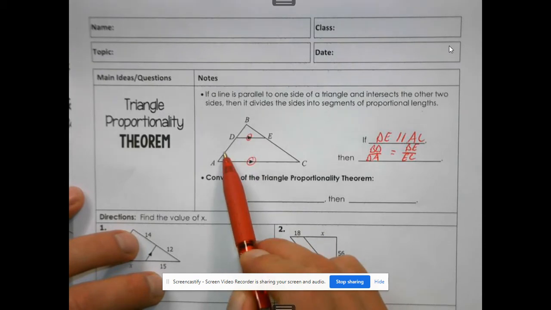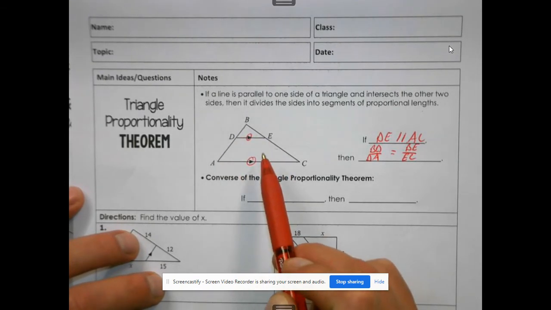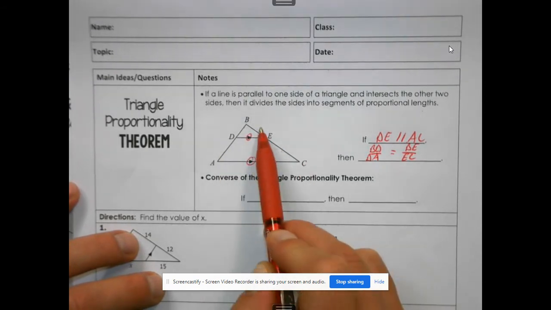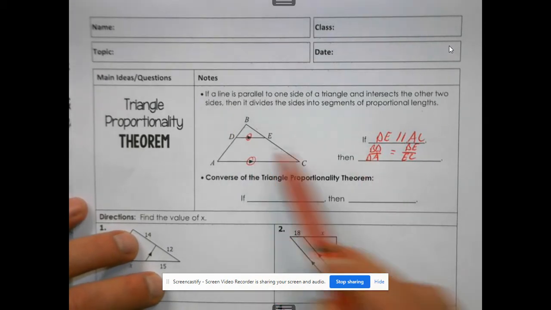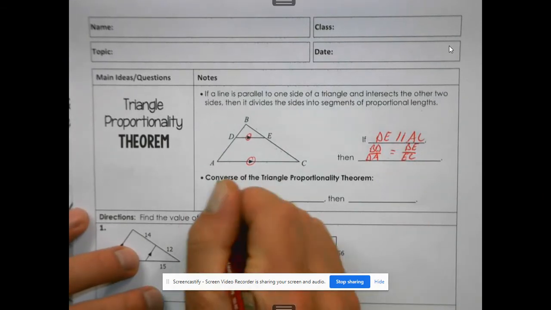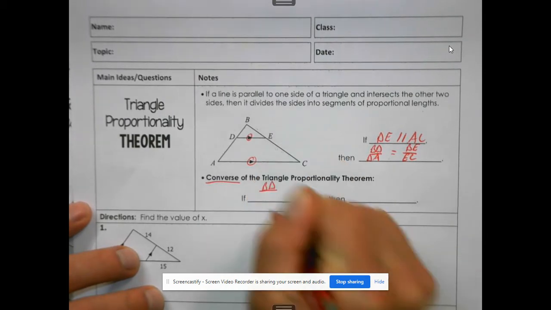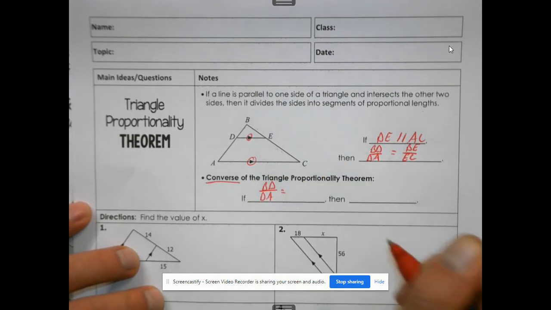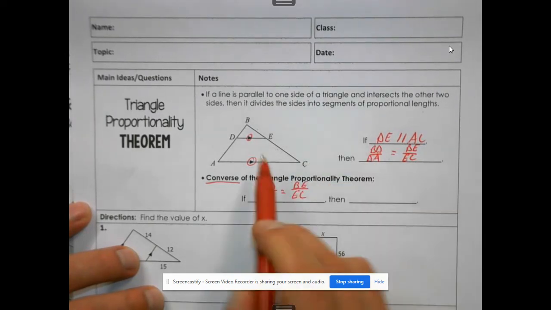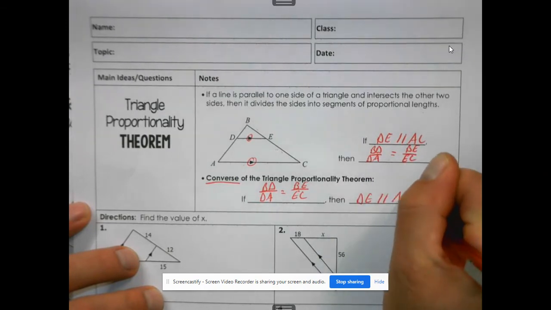And there are four ways you could have set this up for your proportion. I went top down, top down. You could have went left, right, left, right. You could have gone bottom up, bottom up. And the last way you could have gone is right, left, right, left. So there are four ways to set up a proportion. I just chose the top down method for my setup over here for you guys. Then you get the converse, just flips it. If BD over DA is equal to BE over EC, then I can say these two lines are parallel. DE is parallel to AC.